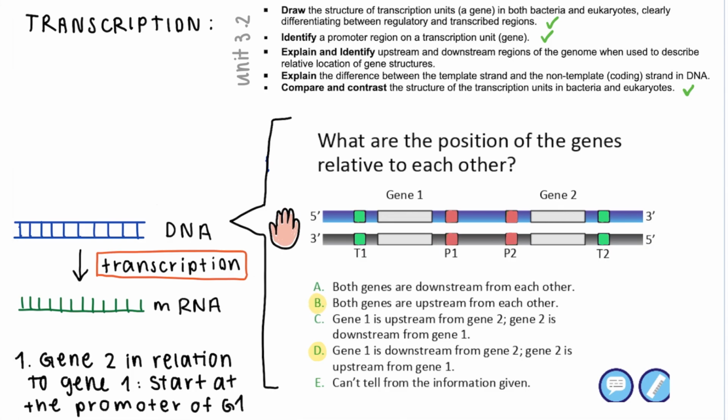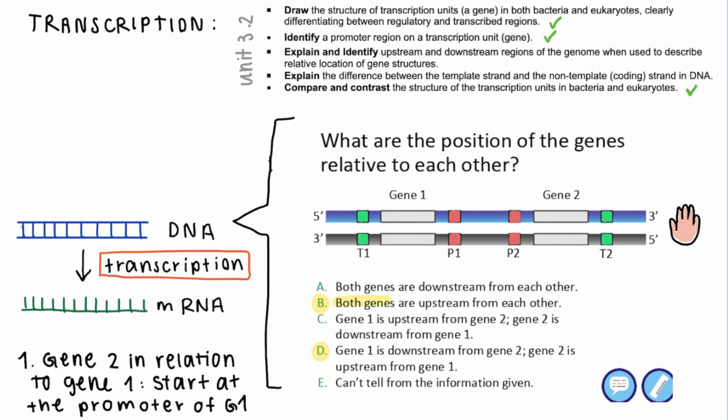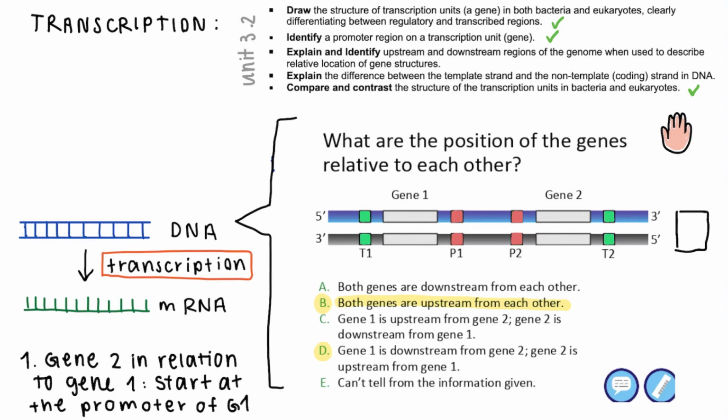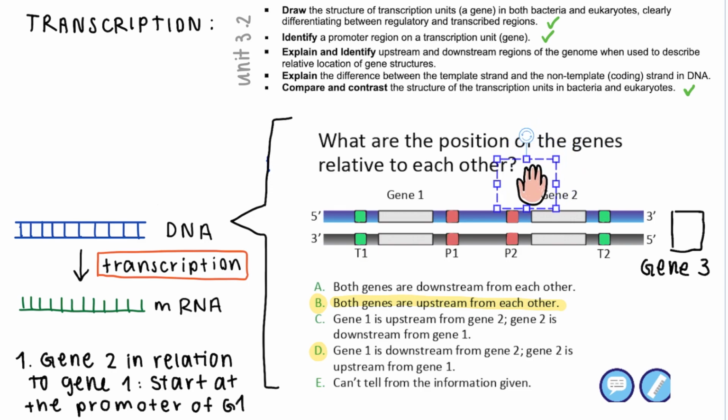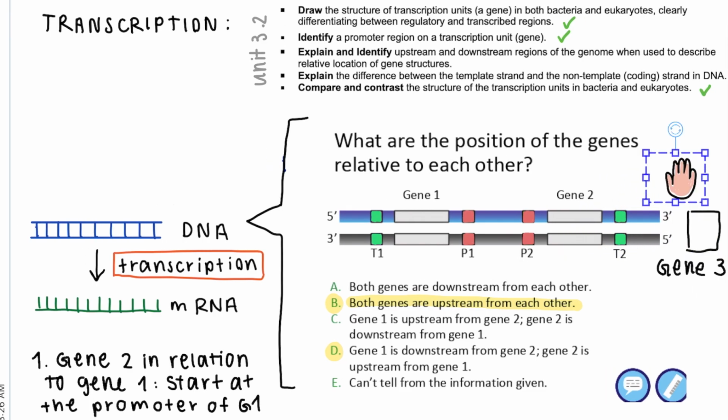And if you want to know gene 1 in relation to gene 2, you start at the promoter of gene 2 and keep going. So if I go from P2 to T2 and keep going, I will not encounter gene 1, which means it is upstream of gene 2. However, for example, if there were a third gene in this location, and I want to know the position of gene 3 in relation to gene 2, I can start on P2, keep on going towards T2, and if I keep going, I will bump into gene 3. This means that gene 3 is downstream of gene 2.